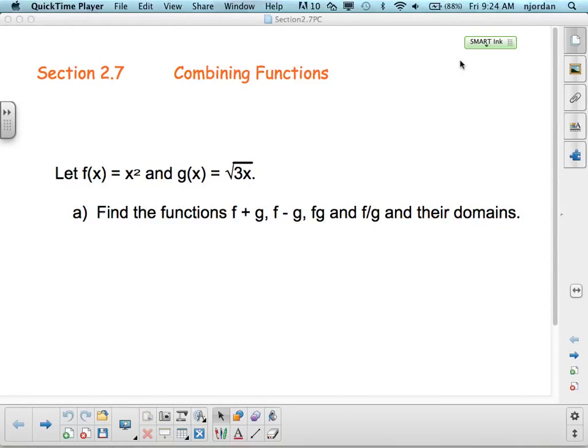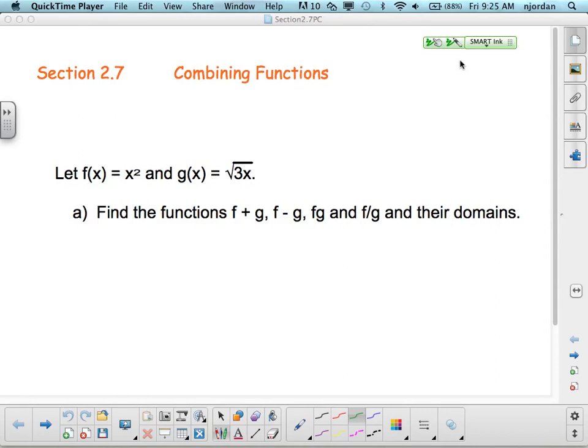Okay, guys, here we are with section 2.7. We're towards the end of the chapter here on combining functions. And I think you did this in Algebra 2. I'm not positive. Hopefully you did. We're just going to look at combining functions by adding, subtracting, multiplying, and dividing first off. And then we'll talk about the compositions where you actually do some substituting in.